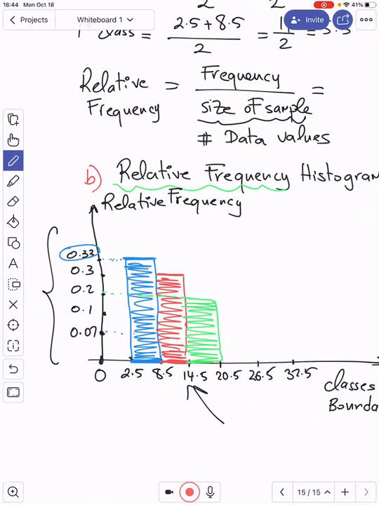So for the fourth class, 0.07, and then the last class is 0.1. So right here, it's 0.1 for the last class.